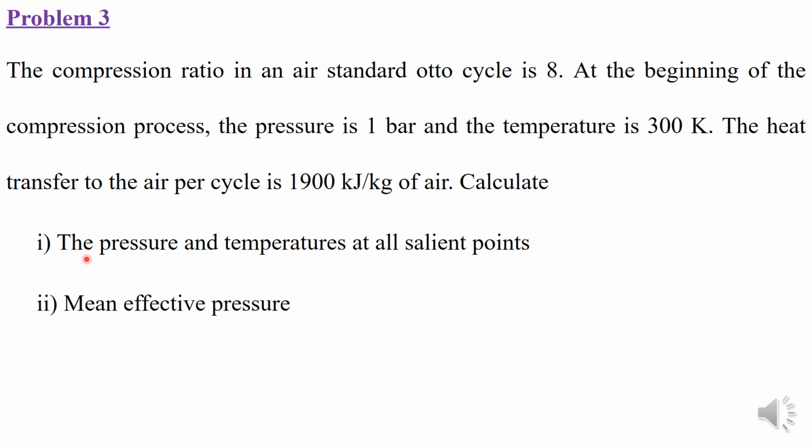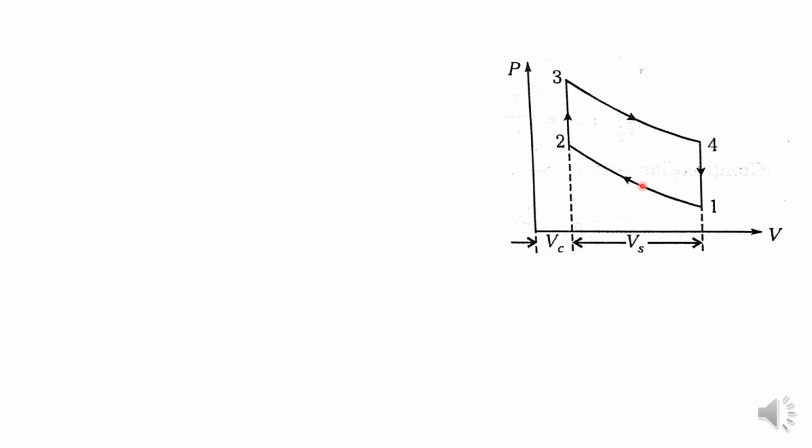Calculate pressure and temperature at all salient points and mean effective pressure. Draw the PV diagram. Once you note on the PV diagram, note down the given data. The pressure and temperature and RV are given. Now we have to find out temperature and pressure at the salient points.